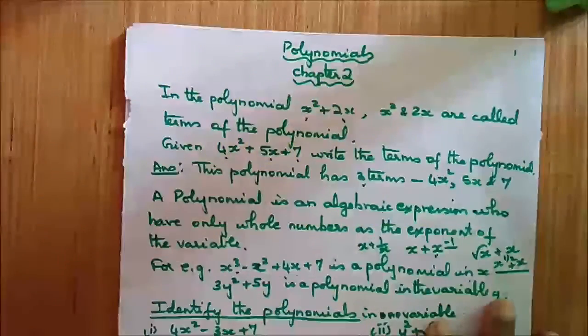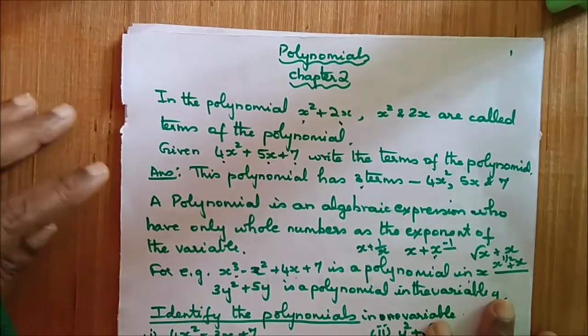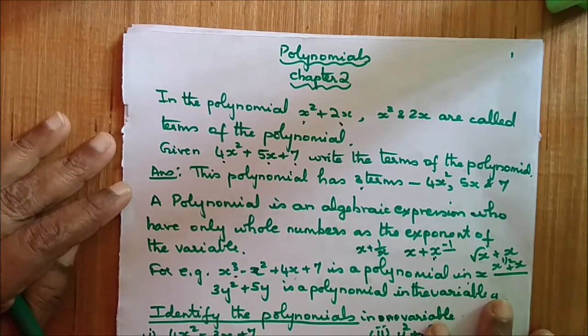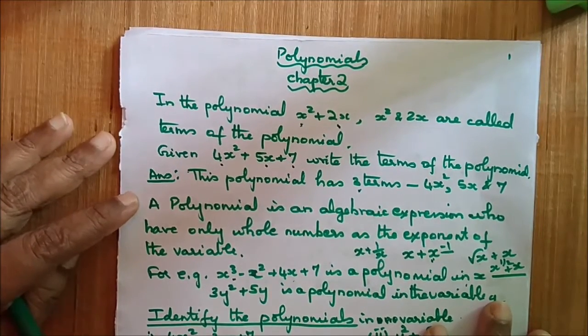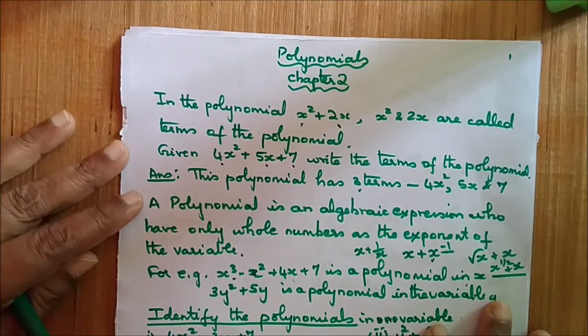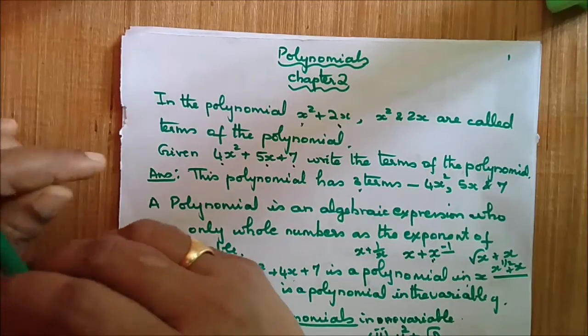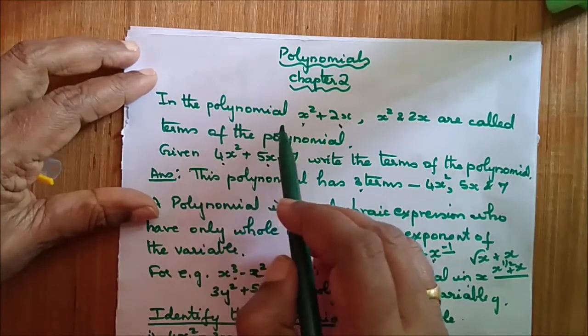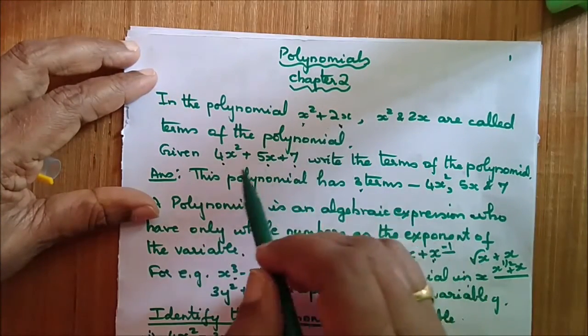Hello friends, in this class we'll start with a new chapter, that is chapter 2 called Polynomials. This is the second chapter of the ninth standard. Now let us go to the concepts. Now we have been given a polynomial x squared plus 2x.